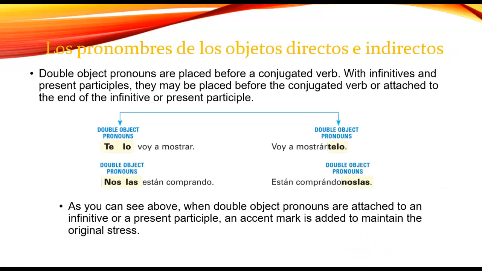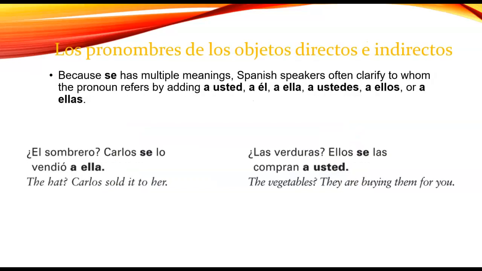Now, double object pronouns, they are placed in the same places that we have used them when they were individual. So if we have one conjugated verb, it must go out in front. So let me go back. Compran, one conjugated verb, so se las comes in front of compran. Same thing with vendió, one conjugated verb, so se lo vendió.